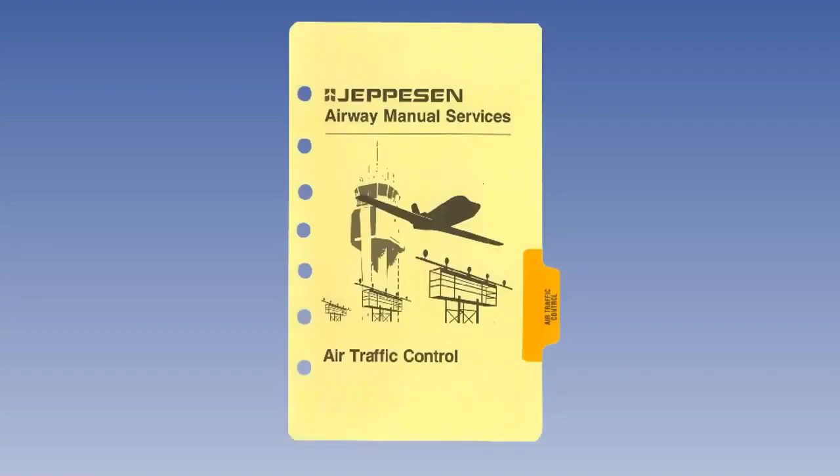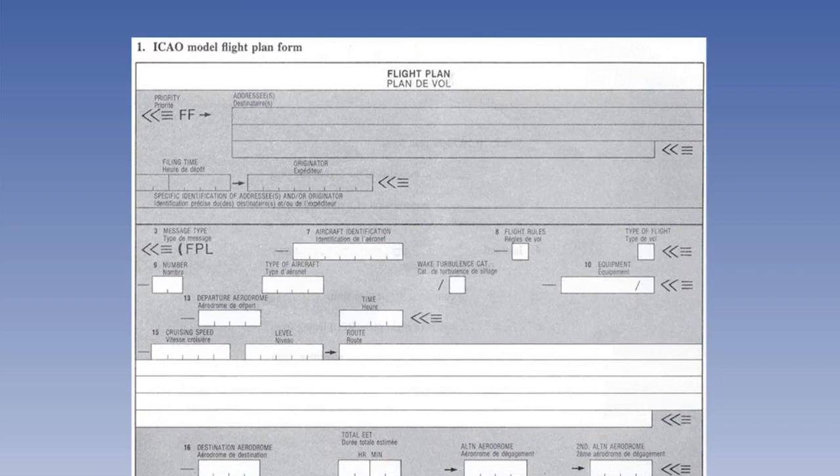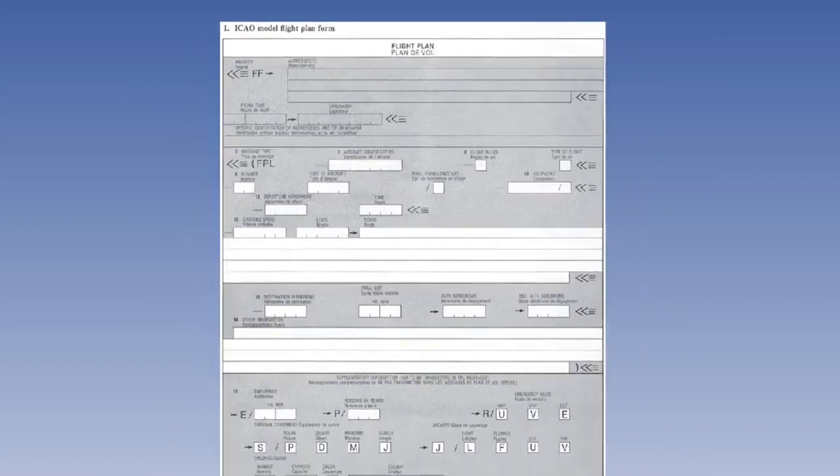The rules for the completion of the ICAO flight plan are contained in the Jeppesen Manual in the Air Traffic Control section, starting on page 435. The form used is shown on page 434H of that section. This lesson will give an outline of the rules governing the completion of the flight plan. We shall start the lesson by asking, what is a flight plan?